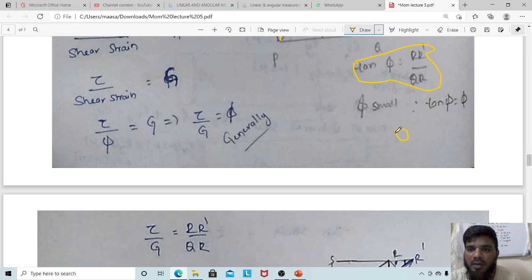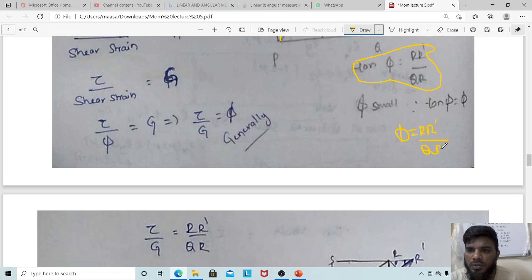I will write here again, phi is equal to R dash by QR.